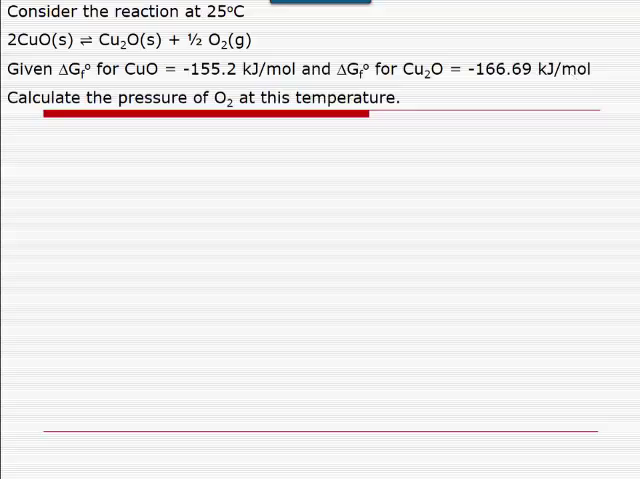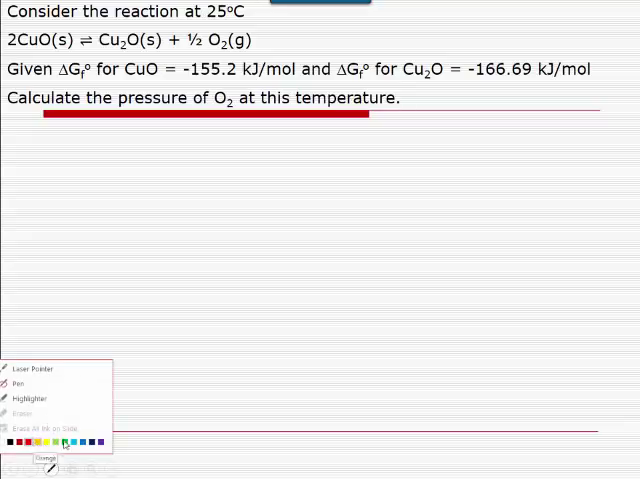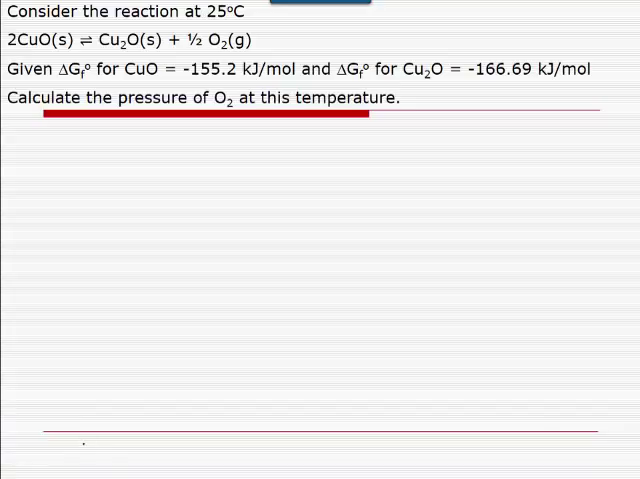So I have a calculation here where they're giving me standard free energy of formation values for CuO and Cu2O, and they're asking me to calculate the pressure of O2. Well, at first thought, I can't see how those would be connected, but I do know that this is an equilibrium. And as an equilibrium, we also know that we are going to be able to relate a delta G to a K. So let's write some things down that we know.